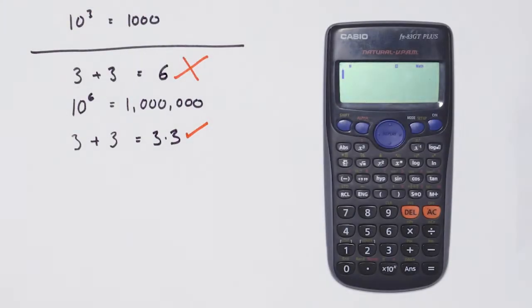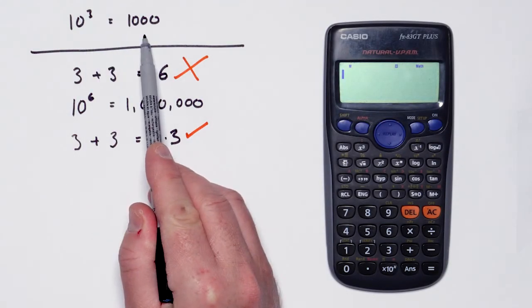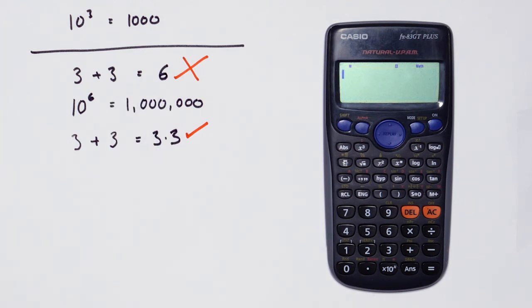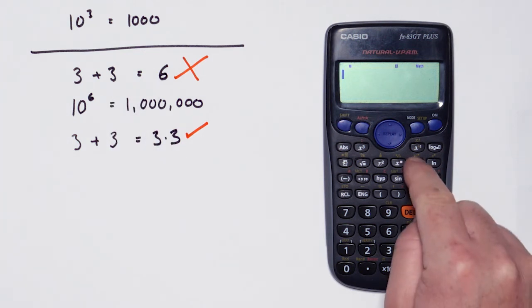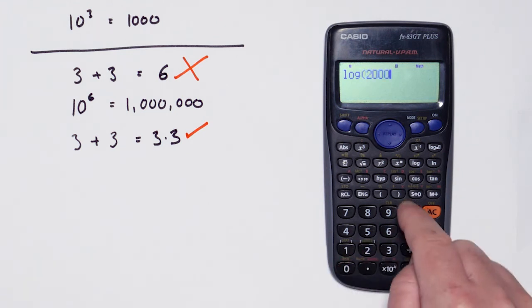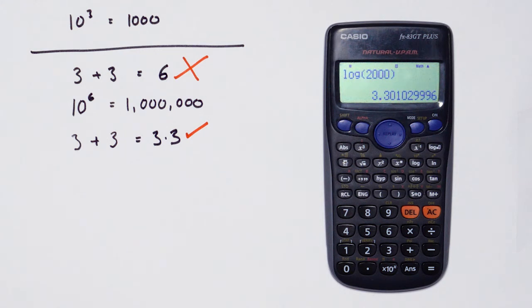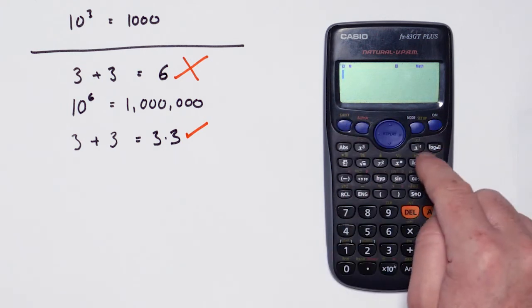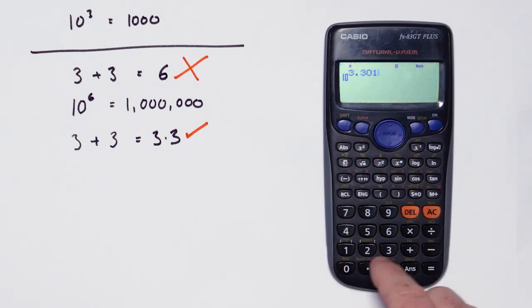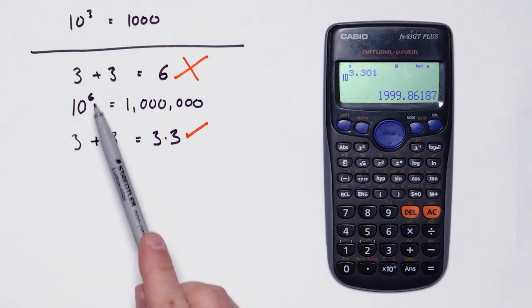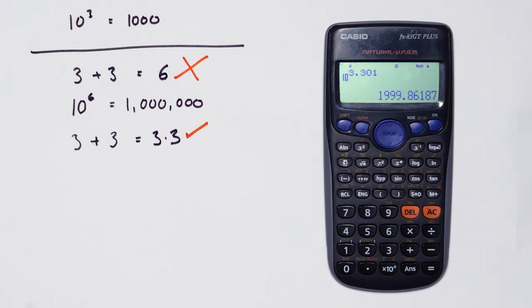Let me show you. So we know a logarithmic number 3 equals 1,000. Therefore, 3 plus 3 must equal 2,000. And it does. Log of 2,000 equals 3.301. And going back the other way, approximately 2,000. What I'm trying to demonstrate here is once you've converted a large range of numbers into a smaller range using logarithms, you can no longer simply add and subtract. 3 plus 3 no longer equals 6. 3 plus 3 equals 3.3.